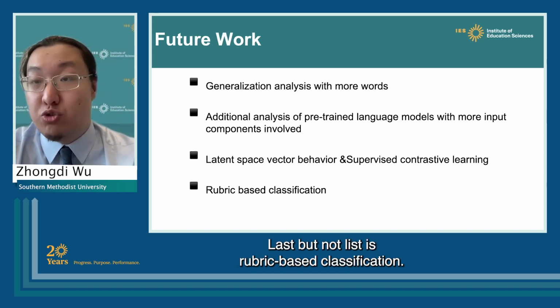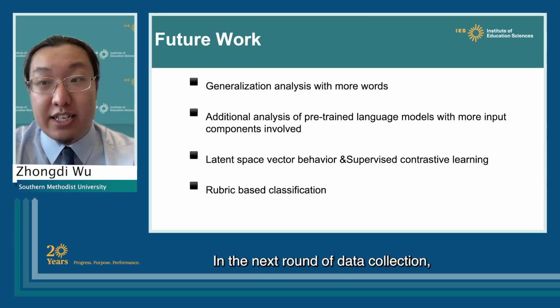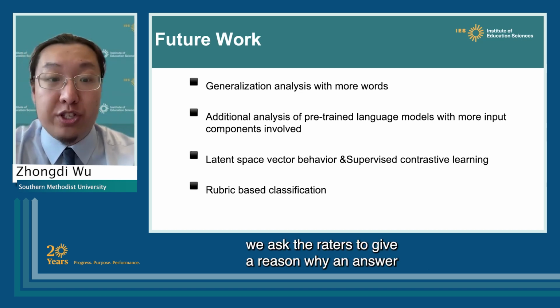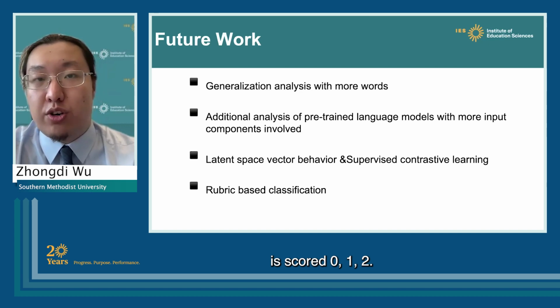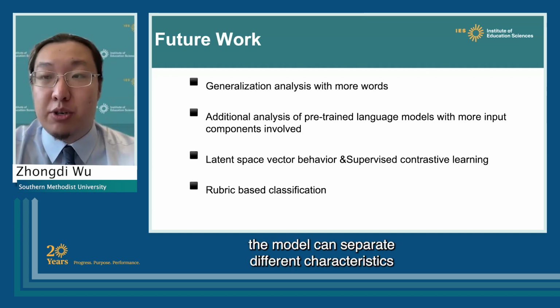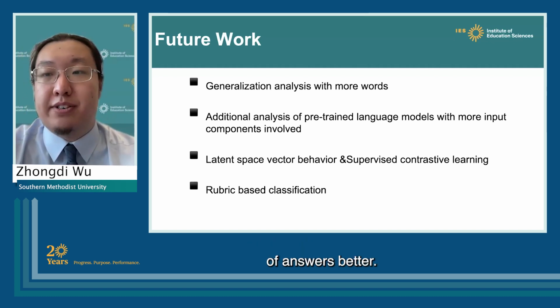Last but not least is rubric-based classification. In the next round of data collection, we ask the raters to give a reason why an answer is a score of 0, 1, or 2, which I believe, based on that classification, the model can separate different characteristics of answers better.